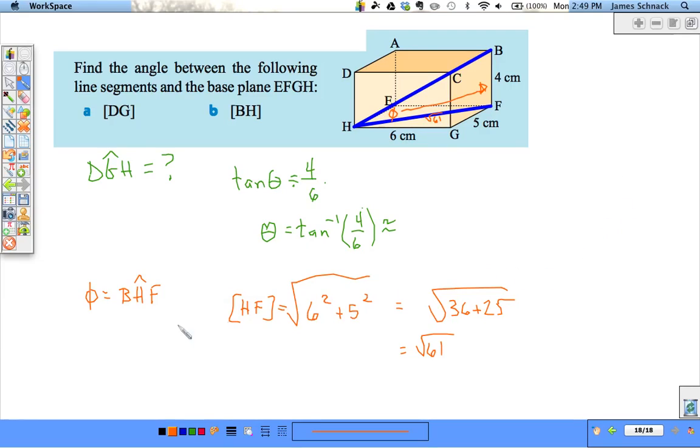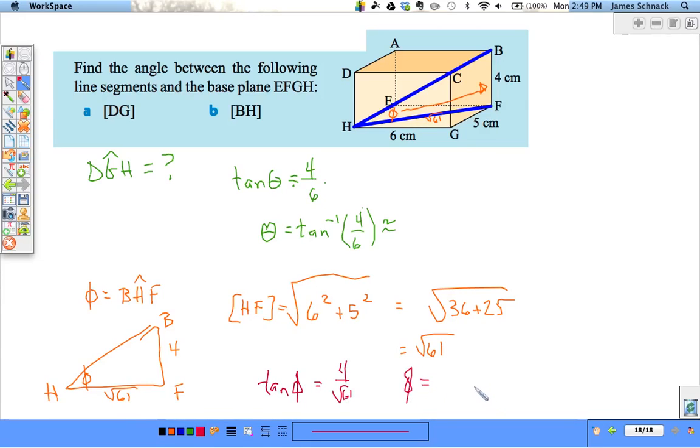And if it helps, break out of the triangle now, this is 4, this is my phi, that's what I'm looking for. This is point B, H, and F. We just found this is the square root of 61. Guess what, ladies and gentlemen? We can find phi without much difficulty now. Tangent phi is 4 over square root 61.